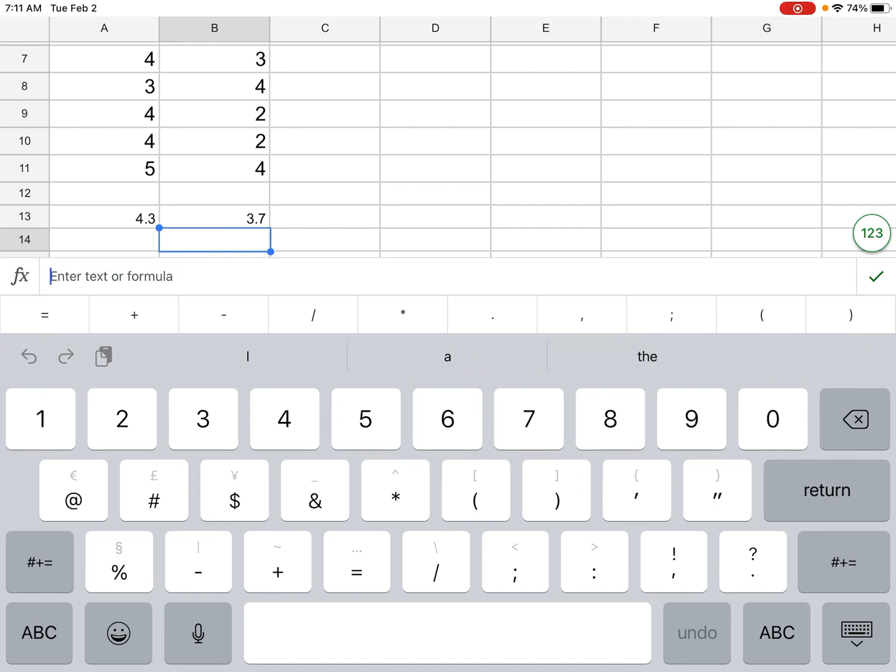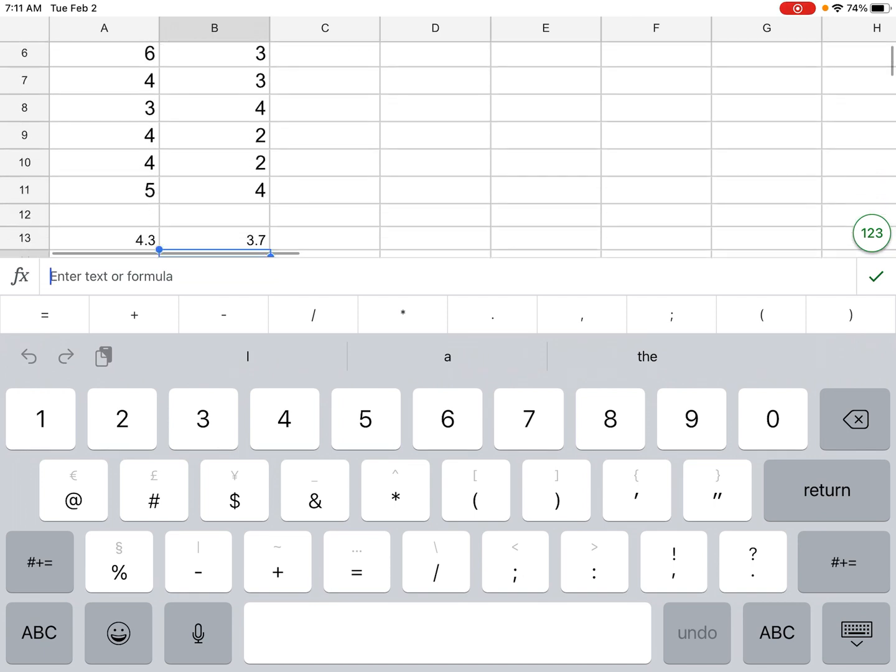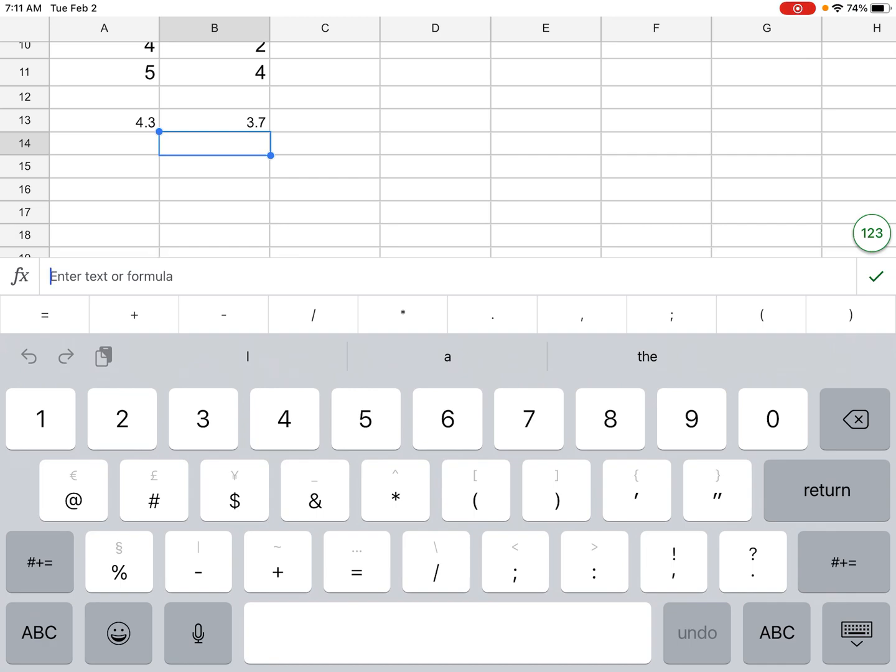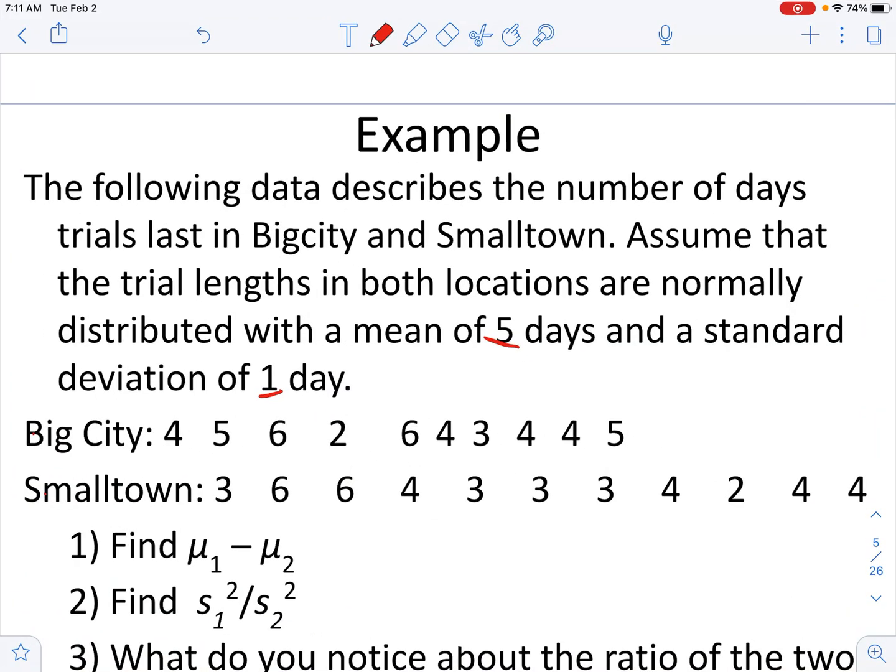And I get 4.3, so it's 4.3 for big city and 3.7 for small city. Okay, so I come here, so it was 4.3 for big city and 3.7 for small town. That was the average. So then I find right here, it says subtract them, mu1 and mu2. So 4.3 minus 3.7. And we get 0.6. Okay, remember we said the closer they are to 0, that means they're more and more similar, closely related.